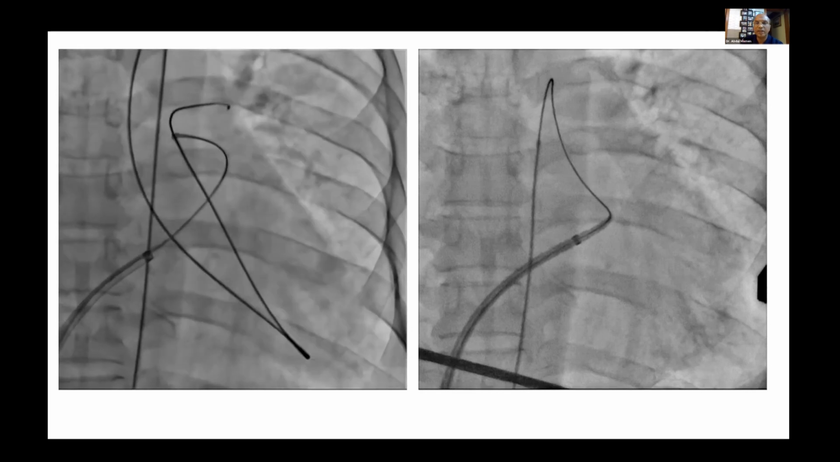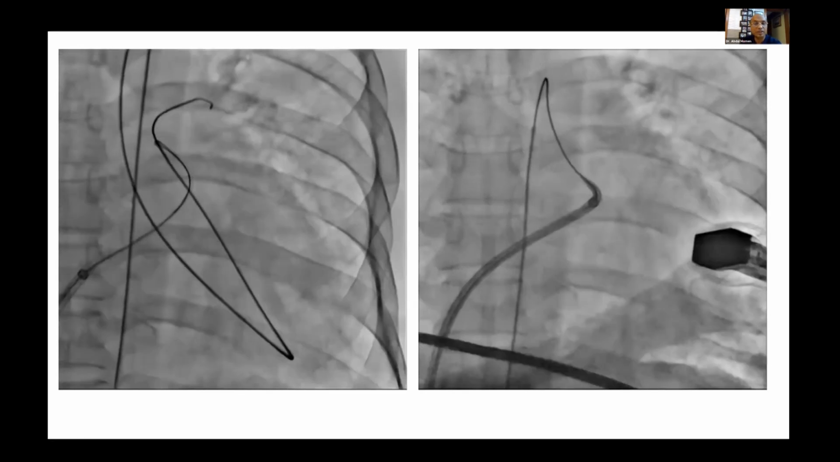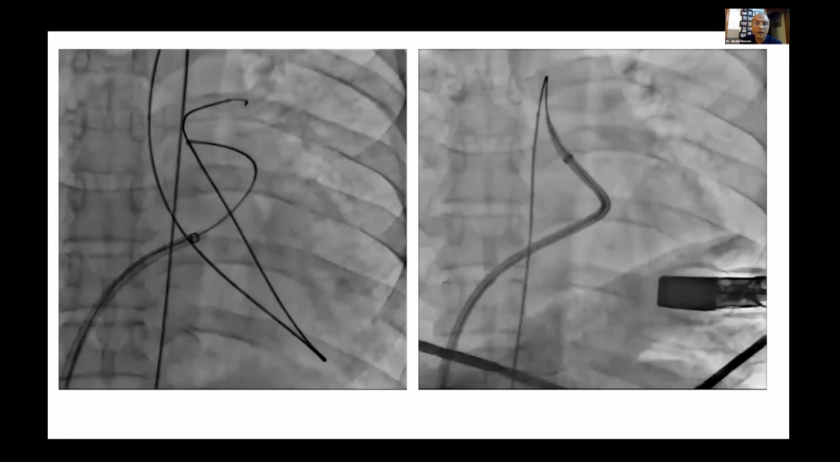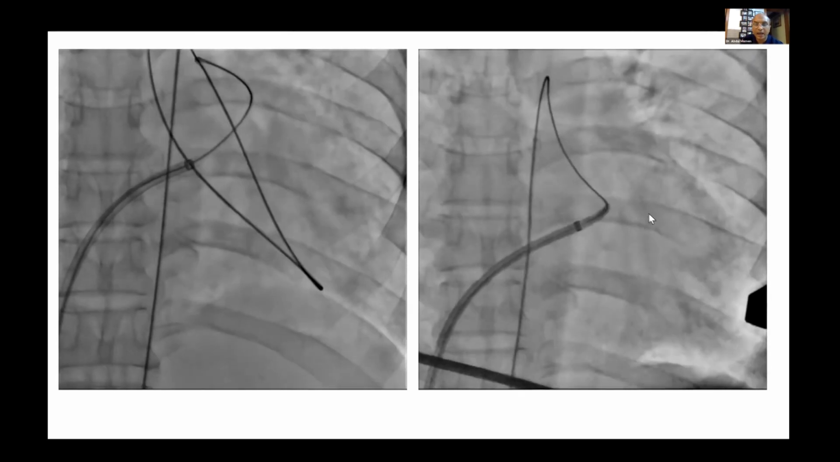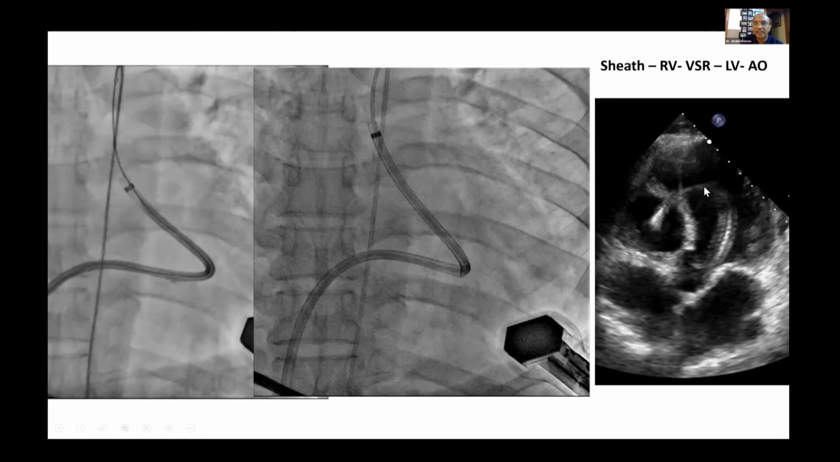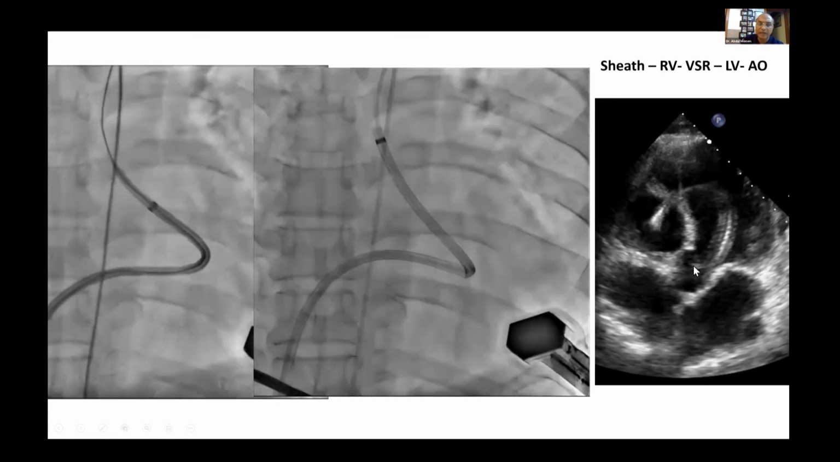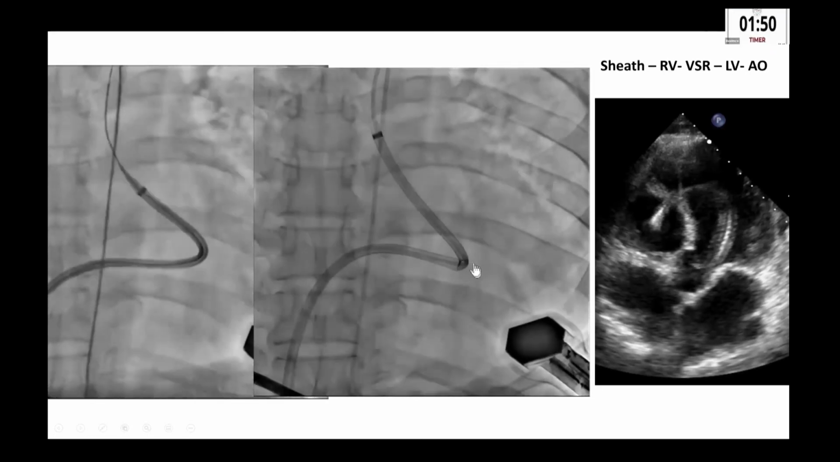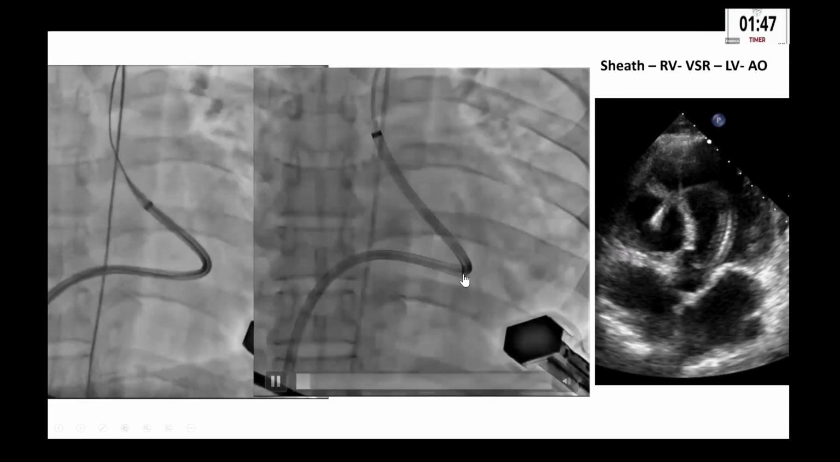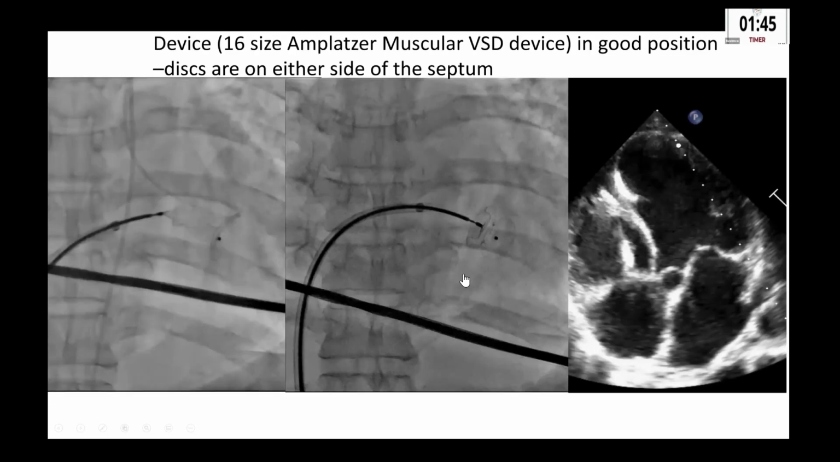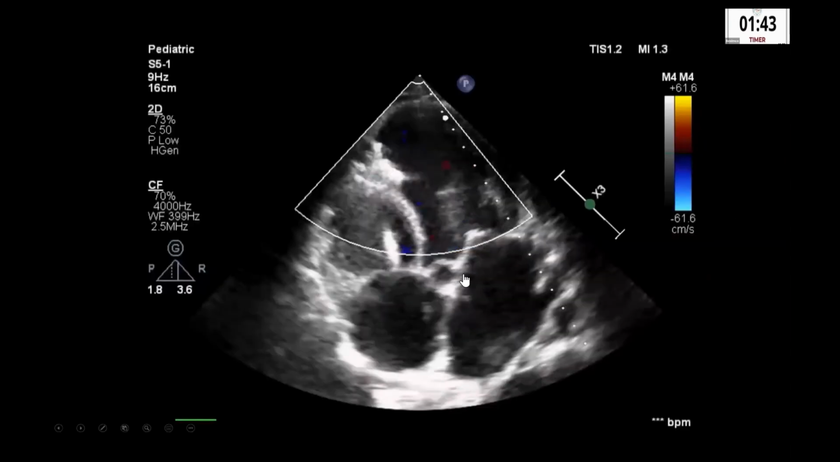Over the stiffer wire, this time we succeeded to cross the delivery sheath. This is the delivery sheath, this is the RV, this is the VSR, this is the LV, and this is the delivery sheath in the aorta. And look at the angle we crossed. It is very difficult to cross such an acute angle. And this time we succeeded, and we successfully closed the defect with the device.